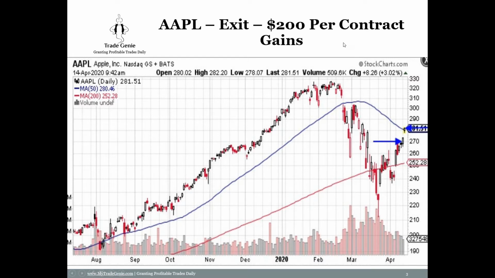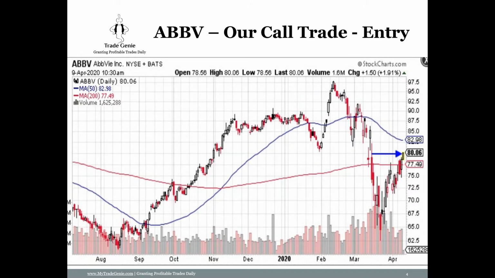So the gain, it depends how much gain we have, what positions we have. The gain was immediately next day $200 per contract. So we locked the gain. Here is the chart of ABBV. It's a drug company. So again, you'll see the same phenomena, the 200-day moving average crossing.